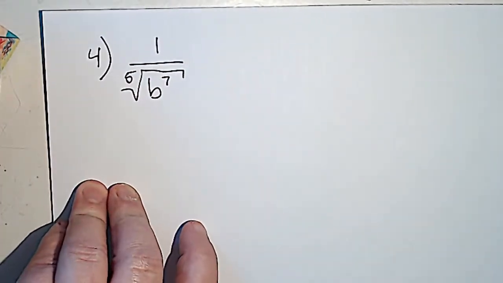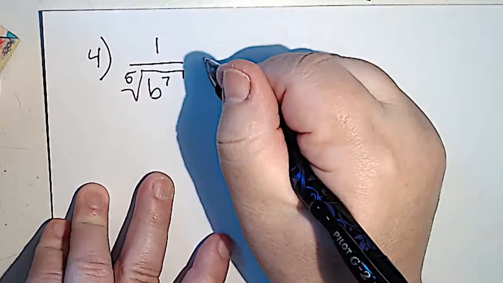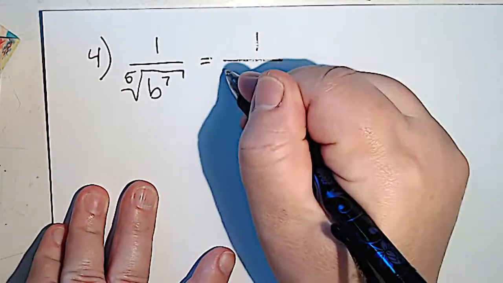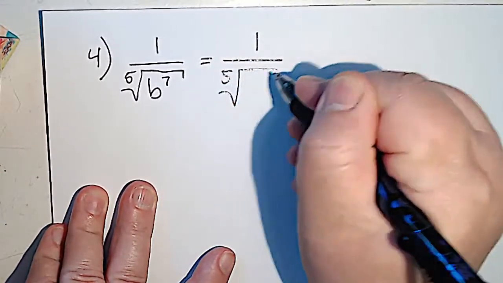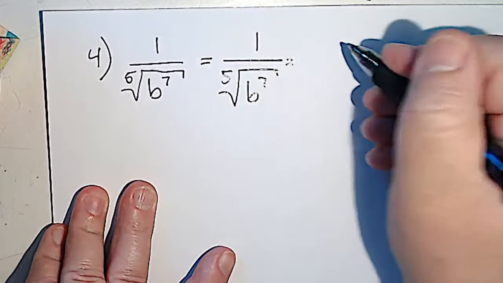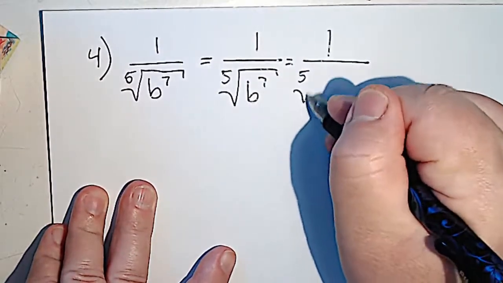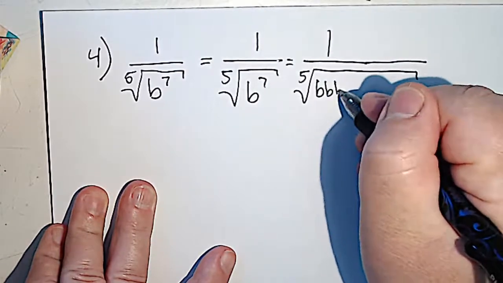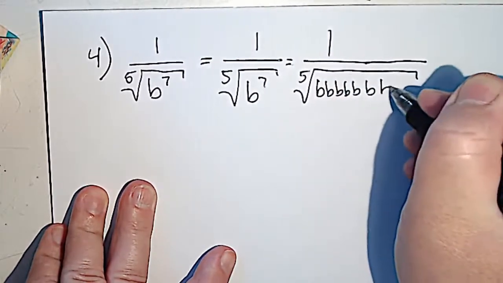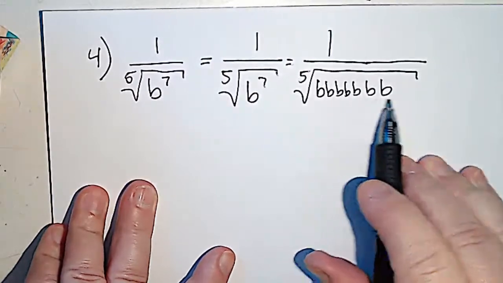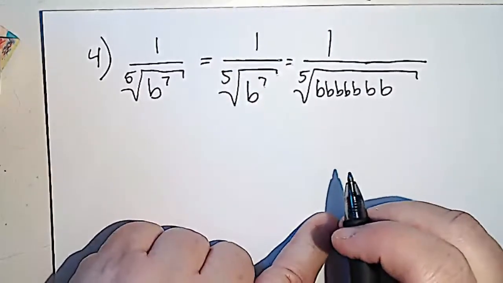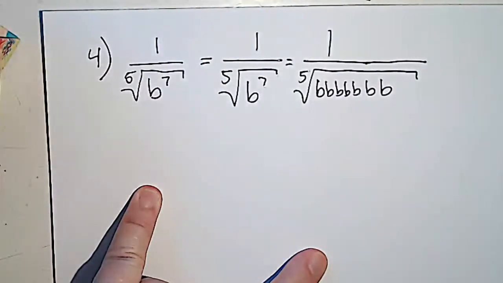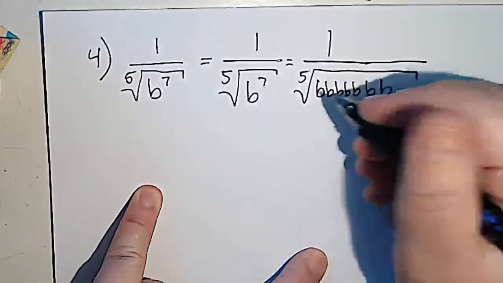Okay, so that is number 5. Sorry, it's hard to see. Let me write it again so it's more obvious: 1 over the 5th root of b to the 7th. So 1 over the 5th root of b, b, b, b, b, b, b. I got 7: 1, 2, 3, 4, 5, 6, 7. Yes. Okay, I'm in 5th root, so I've got a 5 bear. So if I have a 5 bear, I'm looking for groups of 5.